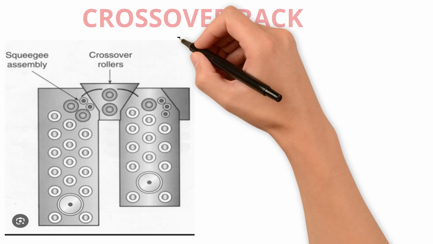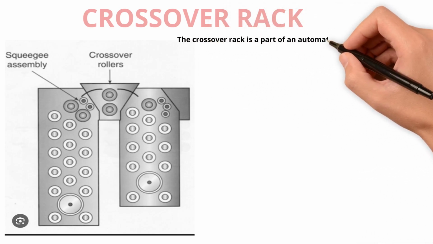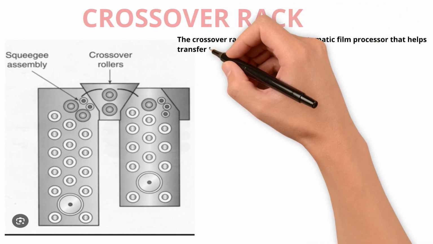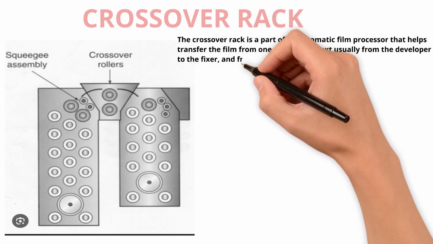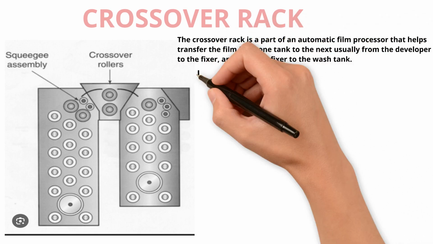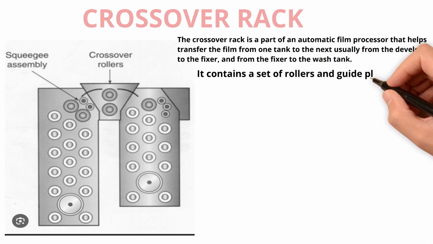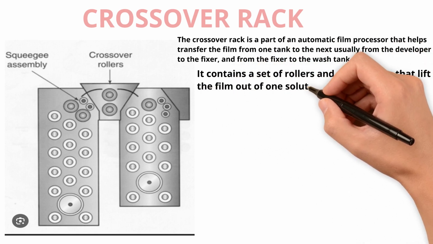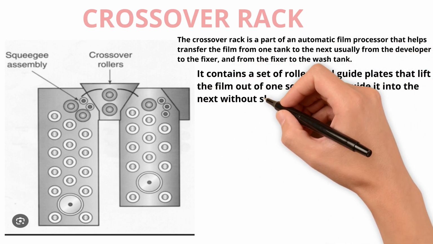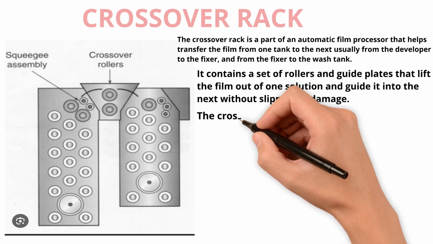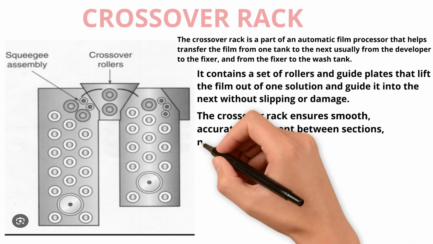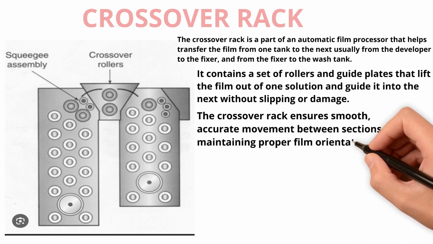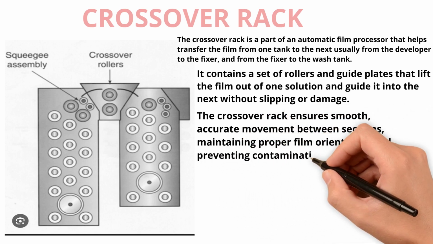The crossover rack is a part of an automatic film processor that helps transfer the film from one tank to the next, usually from the developer to the fixer, and from the fixer to the wash tank. It contains a set of rollers and guide plates that lift the film out of one solution and guide it into the next without slipping or damage. The crossover rack ensures smooth, accurate movement between sections, maintaining proper film orientation and preventing contamination between chemicals.